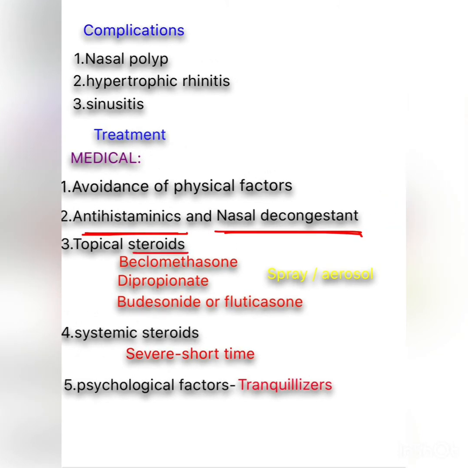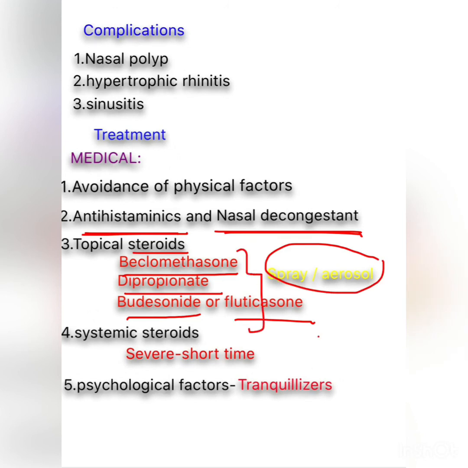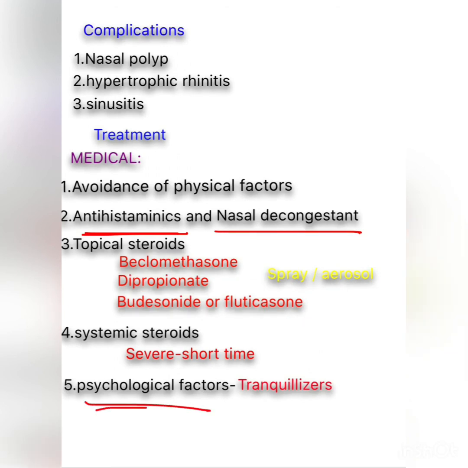The next method is the usage of steroids, both topically and systemically. Systemic steroids are usually used in severe cases for a short duration of time only. For topical steroids, we use beclomethasone dipropionate, budesonide and fluticasone. All these are used in the form of spray or aerosol to control the symptoms. The psychological factors of the patient should also be removed. For this we can use tranquilizers. In some patients there is a need for tranquilizers.